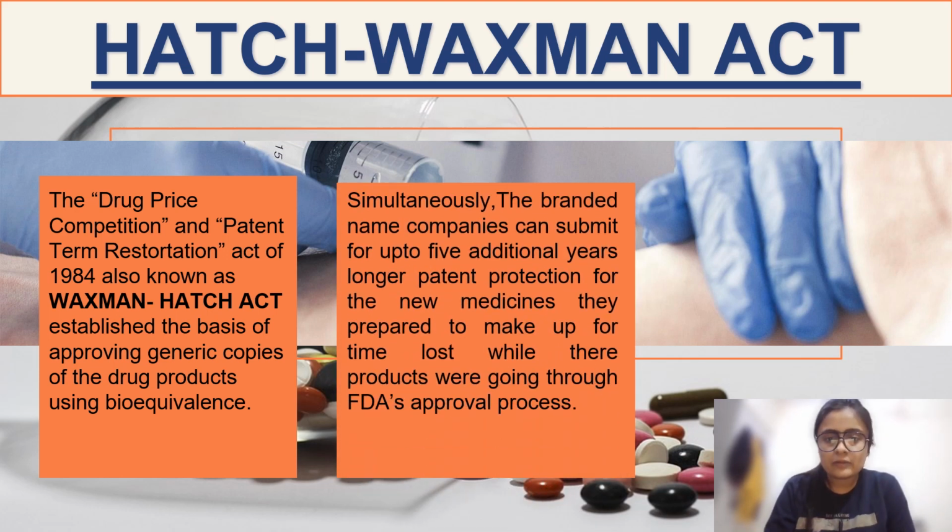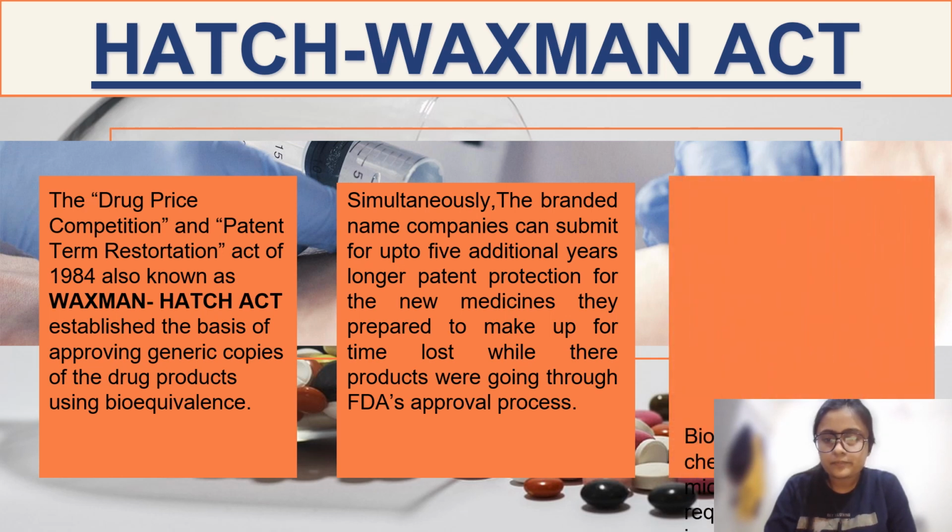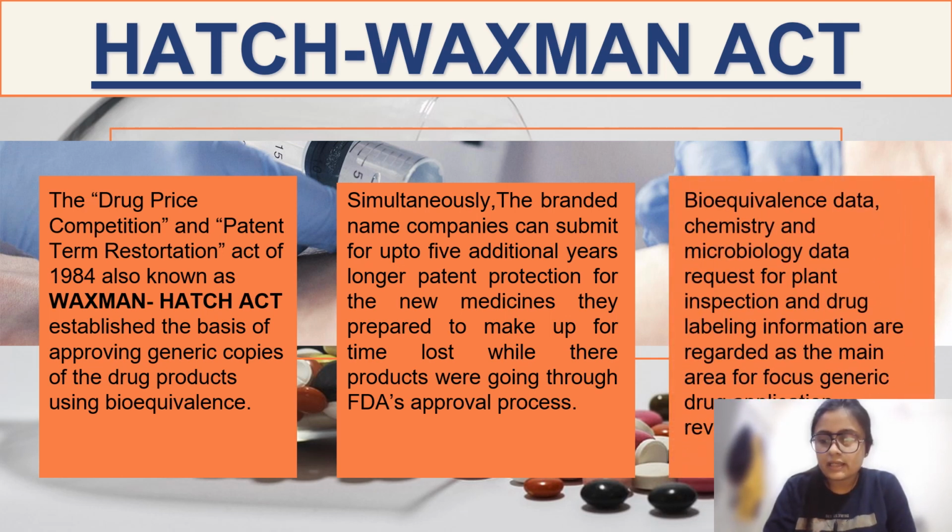Simultaneously, the brand name companies can apply for up to 5 additional years of longer patent protection for the new medicines they prepare, to make up for the time lost while their products were going through the FDA's approval process. Bioequivalence data, chemistry and microbiology data for plant inspection, and drug labeling information are regarded as the main areas of focus for generic drug application reviewers.